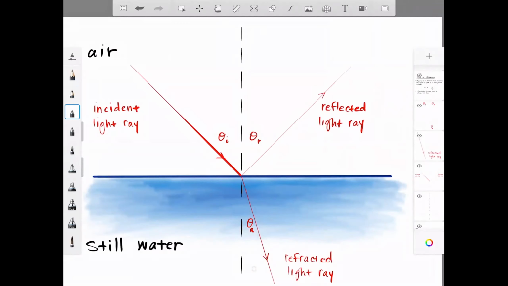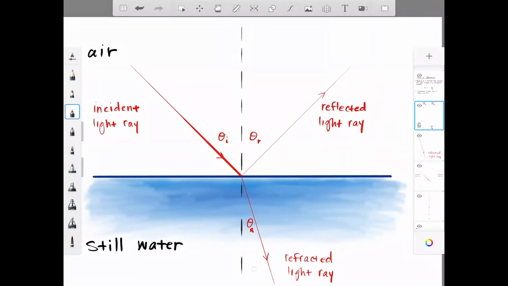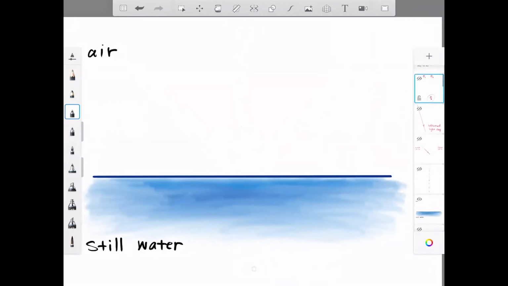So we have our incident angle, our reflected angle, and our refracted angle. And basically what we're going to try to figure out today is this guy right here. What is the angle of refraction? All right, let's take all this stuff off.